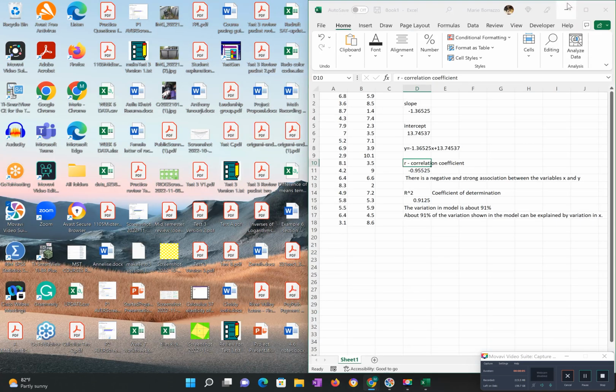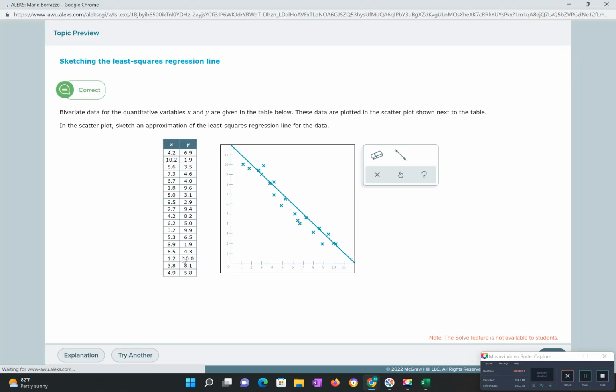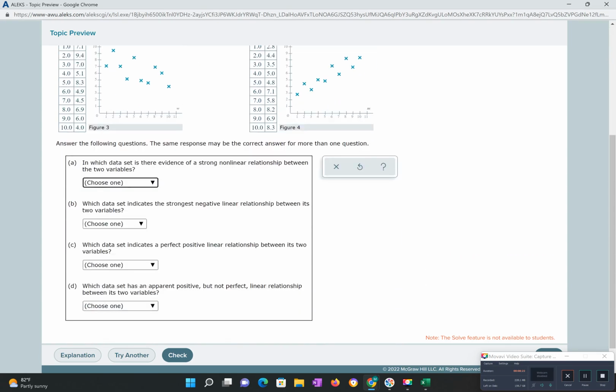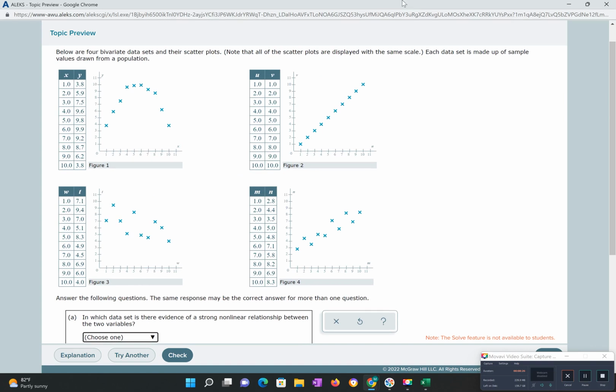All right, let's take a look at another ALEKS example. So this is linear relationship and a sample correlation coefficient. So this is a good discussion point for us. So here what they do is they give you 4 scenarios, you can see here. Okay, I want you to listen to how this is explained.